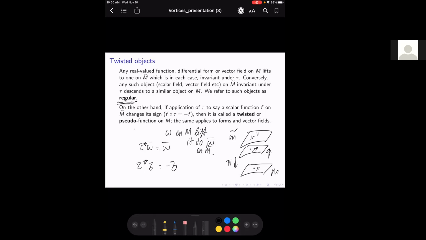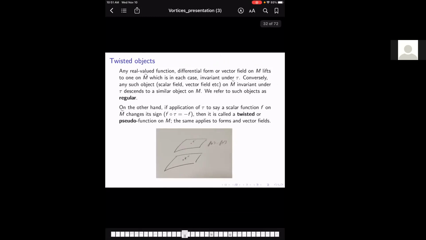And if a function, for example, takes opposite values on two preimages of x prime, of x, so f of x prime is minus f of x double prime, right? Then such functions and such forms on M tilde are called twisted forms and twisted functions. If a vector field is minus the vector field under the push forward, then we call this a twisted vector field. So yeah, this is again a bit slightly worse drawn.